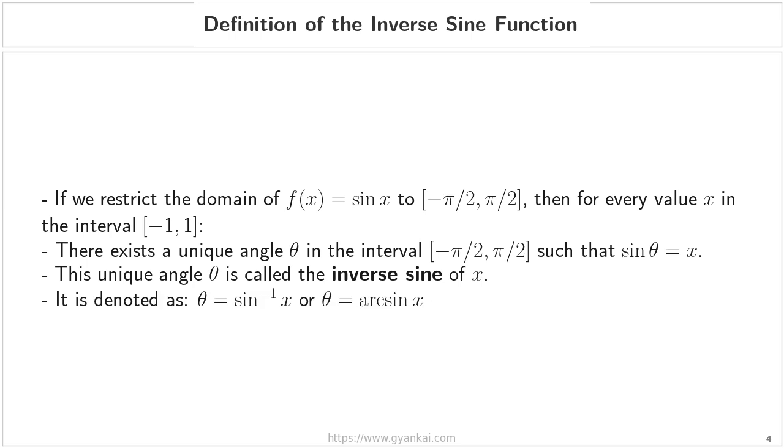In terms of notation, you will see this written in two ways, either as θ = sin⁻¹(x), or as θ = arcsin(x). Both terms refer to the same concept: finding the unique angle that produces a specific sine value within our restricted range.